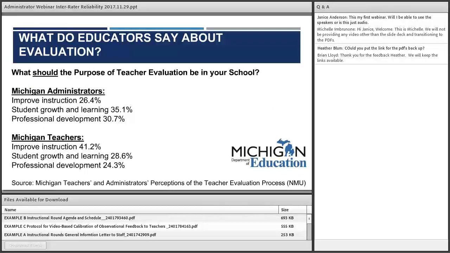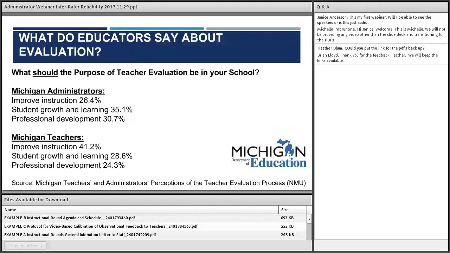So, the information on the slide here is from a research survey that was done over the summer. Our facilitator here was Northern Michigan University. They surveyed about 1,700 educators across the state of Michigan. Almost 1,300 of them were teachers.